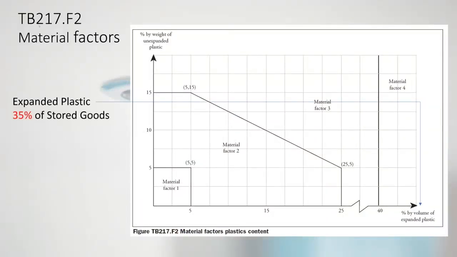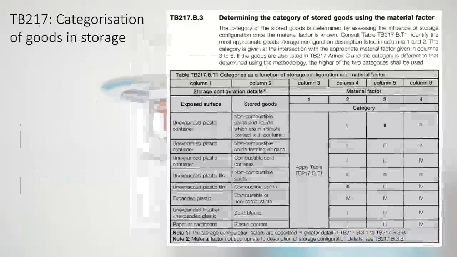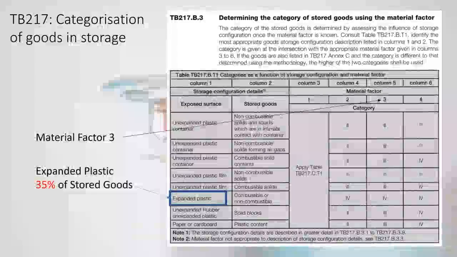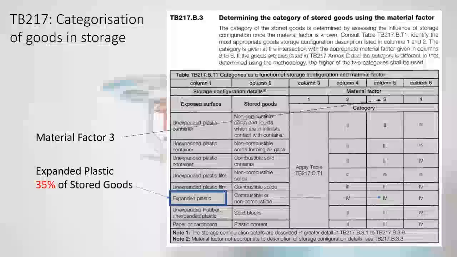It's expanded plastic, so it's down here along the bottom. That's between 25 and 40, so it's material factor free. You would then go in here and go, okay, material factor free, banded plastic, category 4. And that's generally how you would use Annex B. That's generally how you would use TB217B.